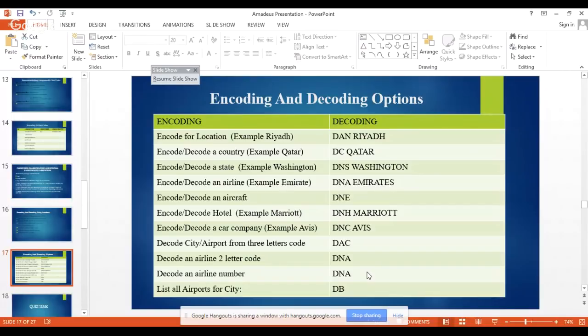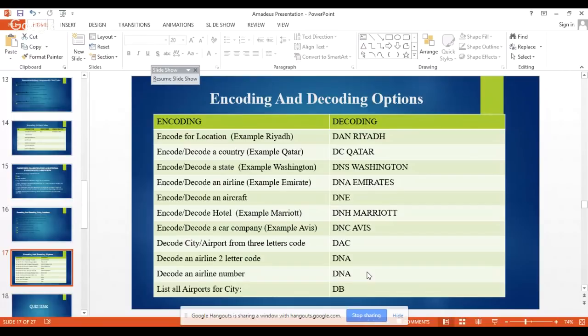So to decode, let's say I want to book my client on Emirates. To decode the two letters for Emirates, I know Emirates very well, but I don't know the code. When you're on your GDS platform on Amadeus, just type in DNA. Like I said, you can decide to leave a space or not. DNA Emirates. It will give you the airline code, which is EK, Echo Kilo.